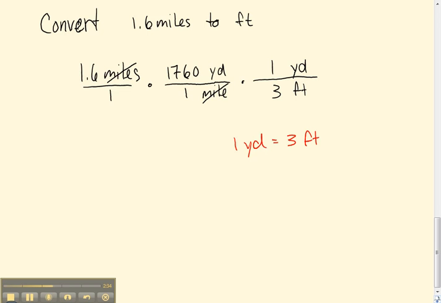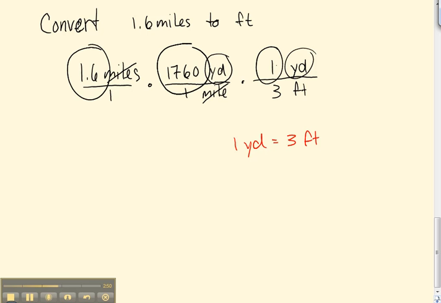Now I've put my conversion factor in there incorrectly on purpose to show you what happens if you make a mistake. By doing it this way, my yards don't cancel out because they're both on top. If I did this calculation, I'd go 1.6 times 1760 times 1 divided by 3, and the units would be yards times yards, which is yards squared, per foot. Yards squared per foot makes no sense to me whatsoever. So clearly I've made a mistake.